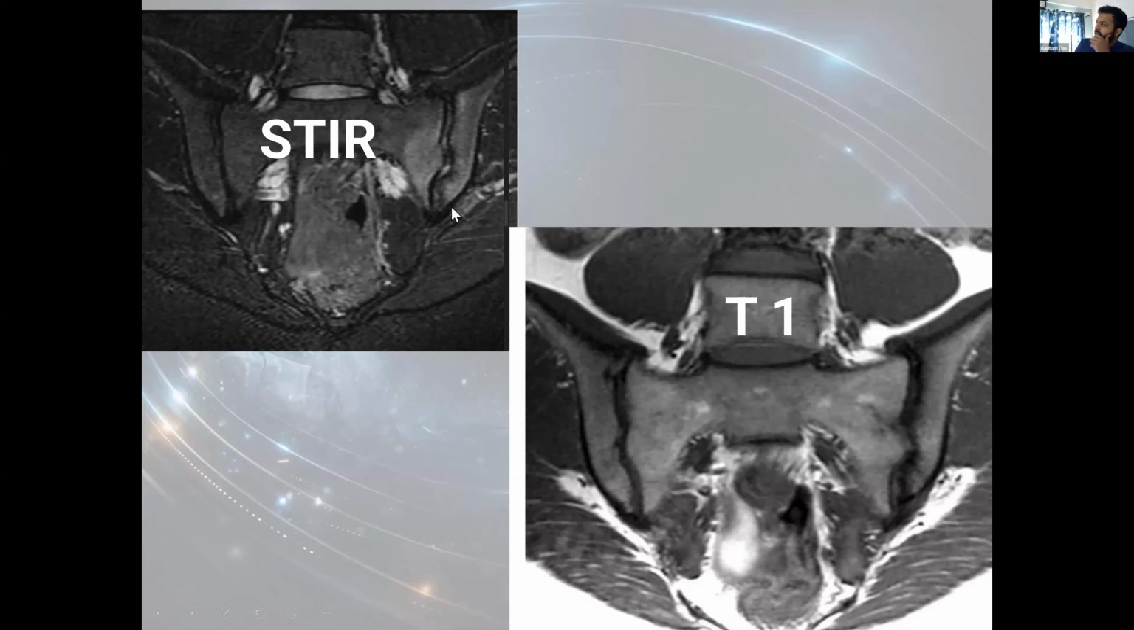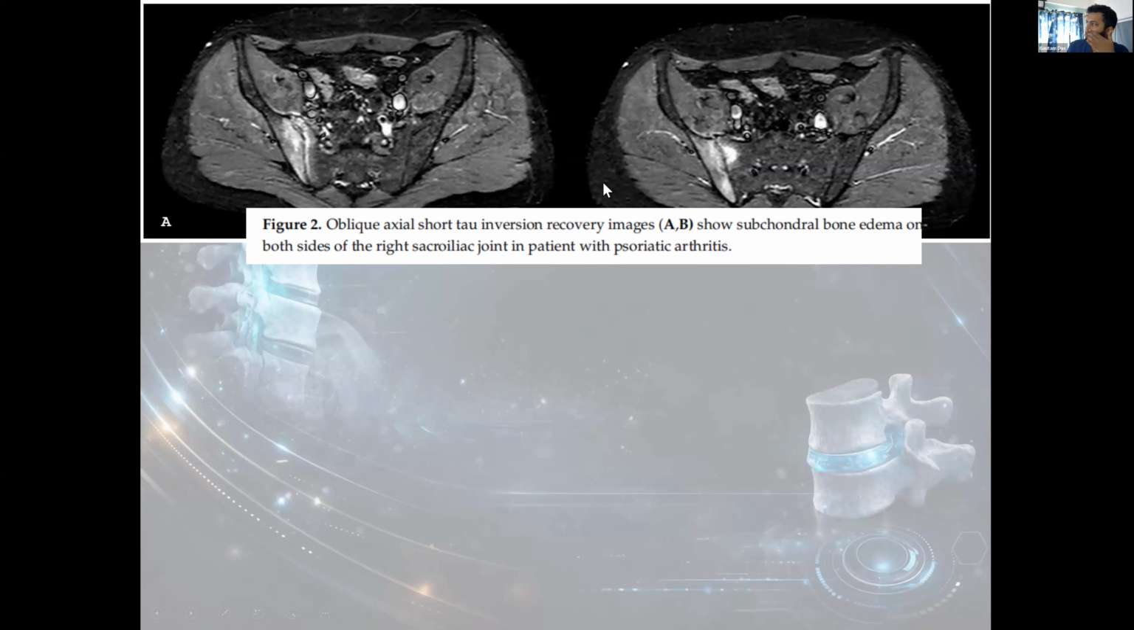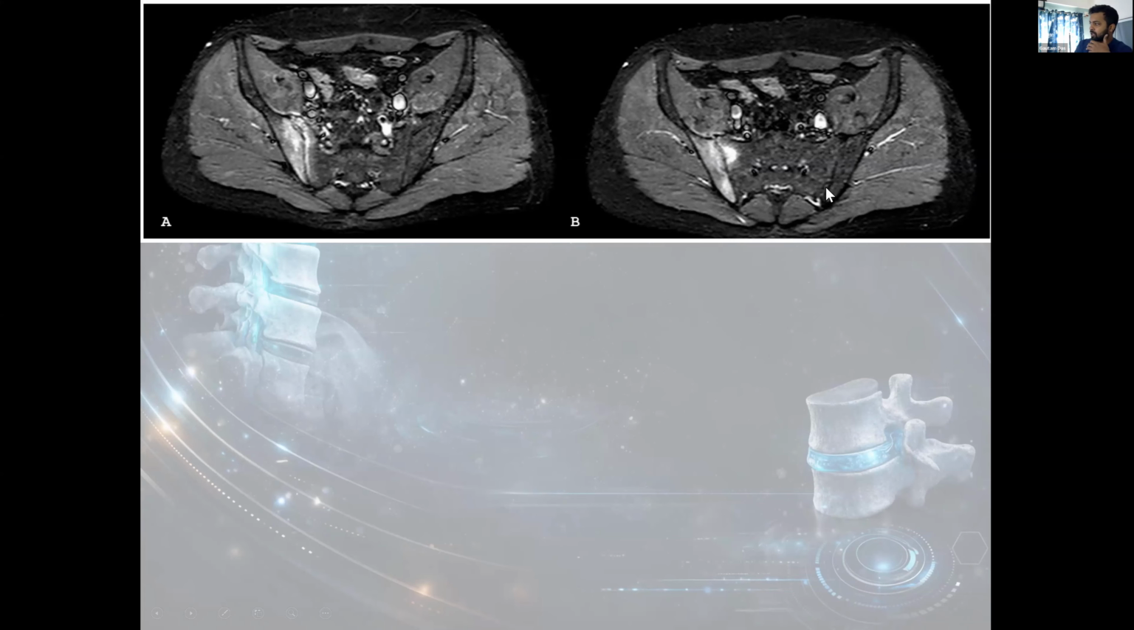And so here you can see the image. There is clear edema in both the iliac and sacral bones. And next, this is again the STIR image. These are both the same patient but different cuts. Here you can see it is brighter. It means more edema and more active is the lesion. But on the other side, it is pretty normal. So it is unilateral sacroiliitis.